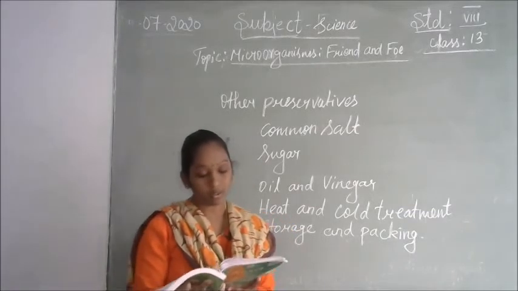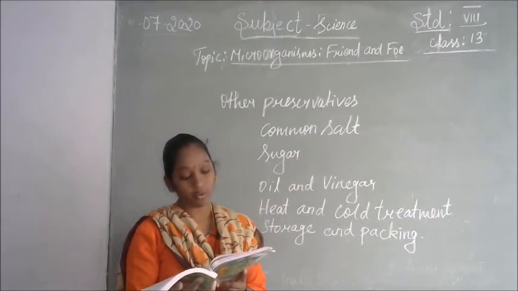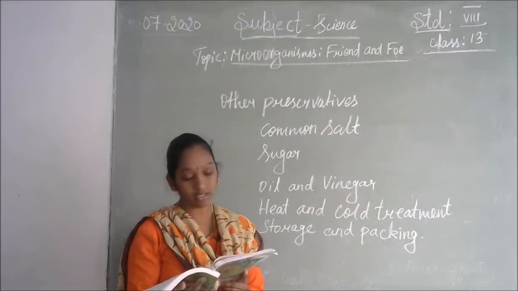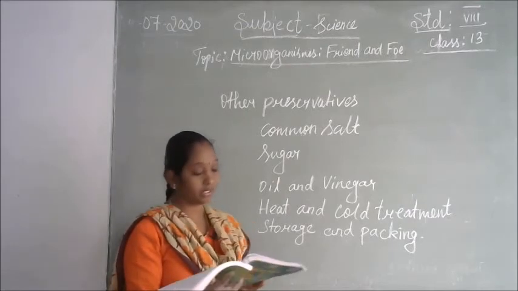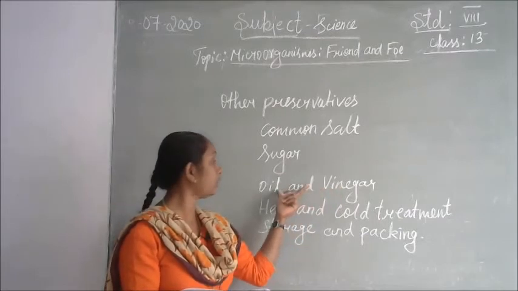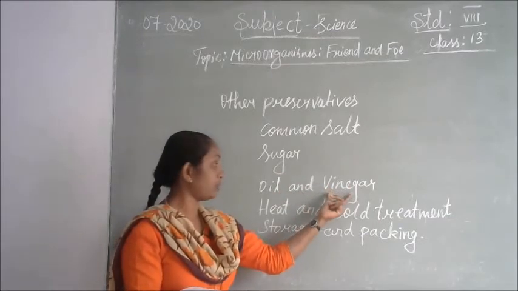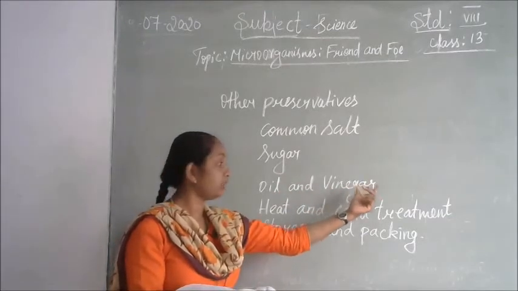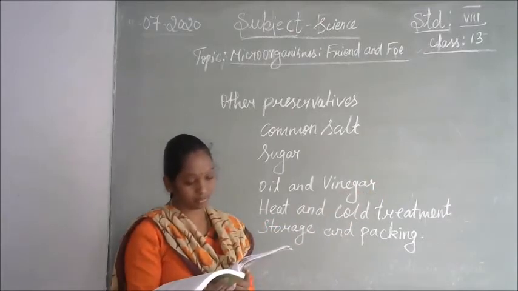Preservation by oil and vinegar. Use of oil and vinegar prevents spoilage of pickles because bacteria cannot live in such an environment. So if you add oil and vinegar as a mixture, microbes cannot grow in this and cannot live either.